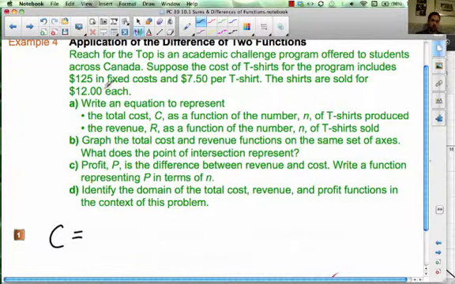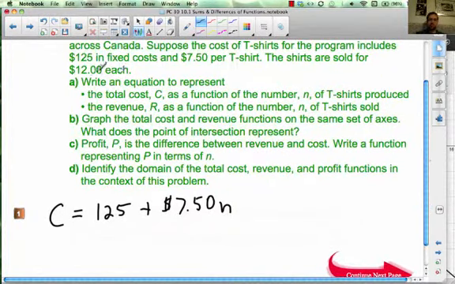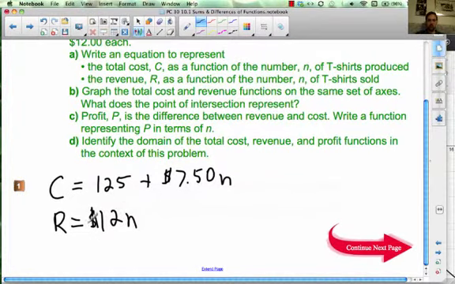So the cost is going to be $125 fixed cost that you have to pay no matter what, and then $7.50 per t-shirt that you have made. So $7.50 times the number of t-shirts that you have made, which is represented by n. The revenue based on the number of t-shirts sold, well, all you're doing is selling each t-shirt for $12 a piece. So however many t-shirts you make, you're going to get $12 of revenue per t-shirt. So the revenue function is just 12 times n.